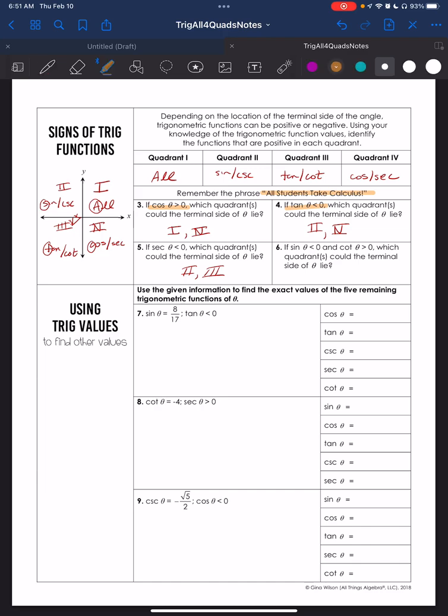Now, if sine is negative and cotangent's positive, which quadrants could the terminal side of theta lie in? Sometimes you have to do process of elimination if it's easier to see it this way. For sine to be negative, we know that we cannot be in this quadrant or that quadrant. Now we know cotangent's positive, so we look at our two remaining quadrants, and that only happens in quadrant 3. So we must be in quadrant 3.